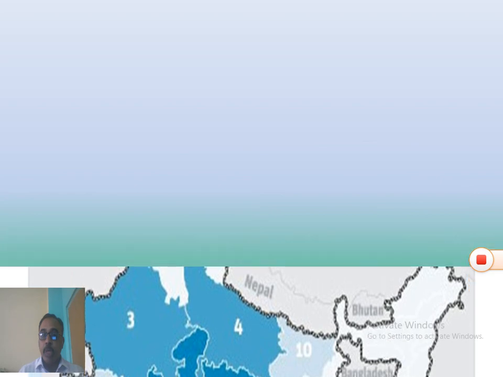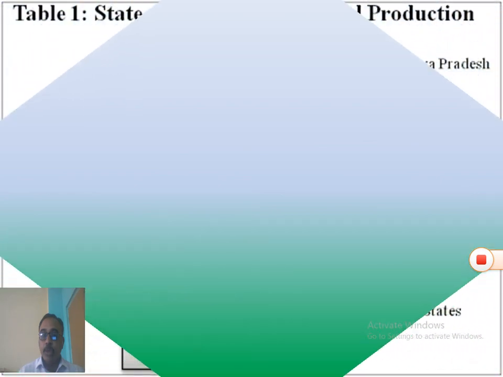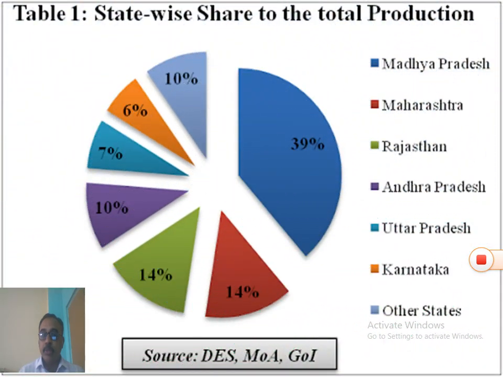Now there is one pie chart to show the distribution of pulses. If you see Madhya Pradesh with 39% of the production coming from the state, with Maharashtra 14%, Rajasthan 14%, and there are other states, UP, Karnataka, and others. So that is all about your food crops.